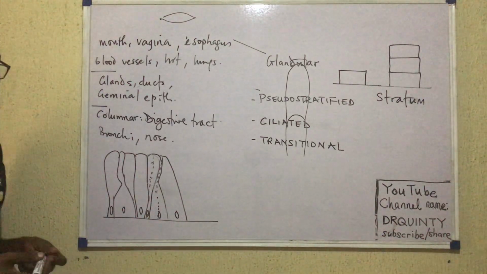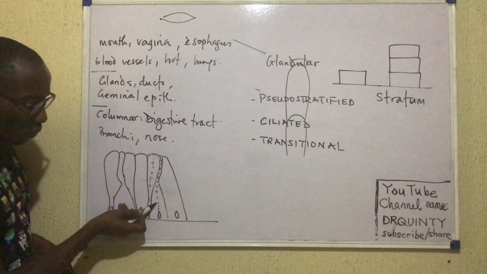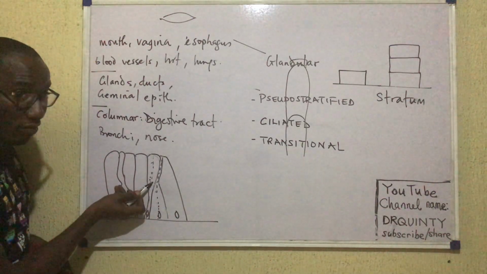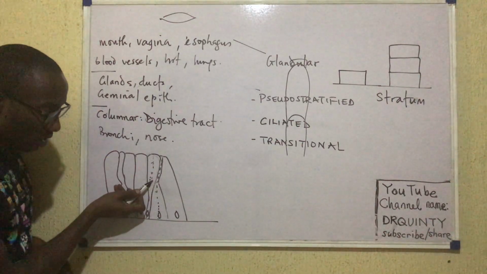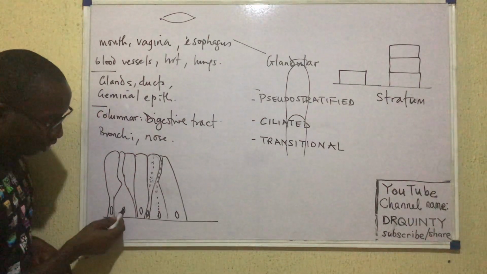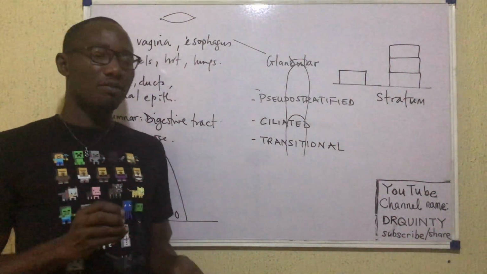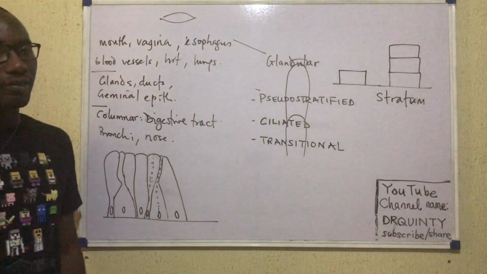When you look for the nucleus, if this were really another cell seated on this one, where would the nucleus be? You don't find the nucleus. And if you were to see the nucleus, you'd have to trace it down here to see the nucleus. So the position of the nucleus can help you see pseudostratified as pseudostratified.